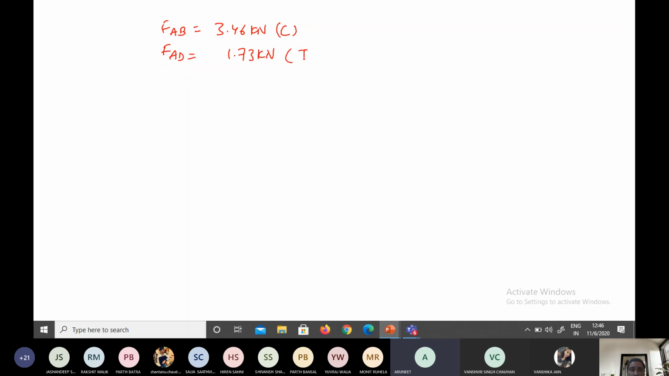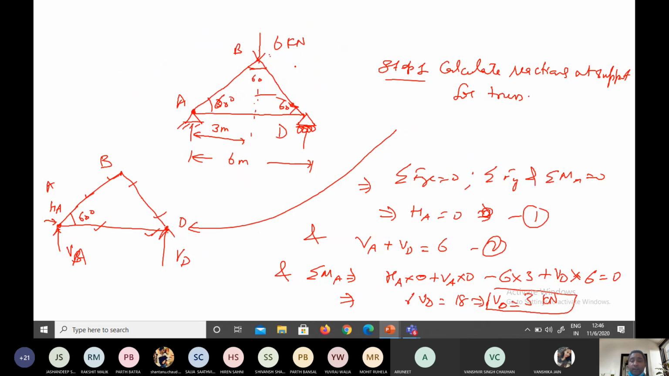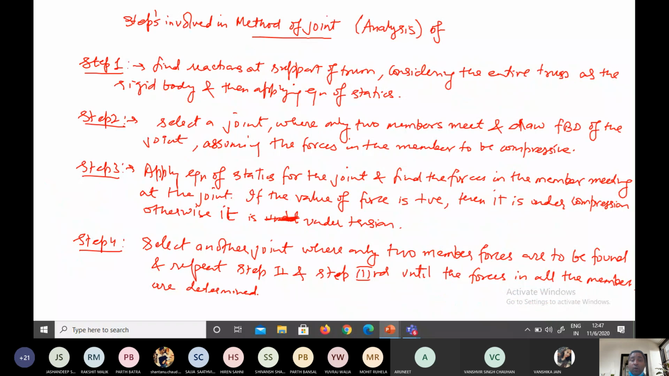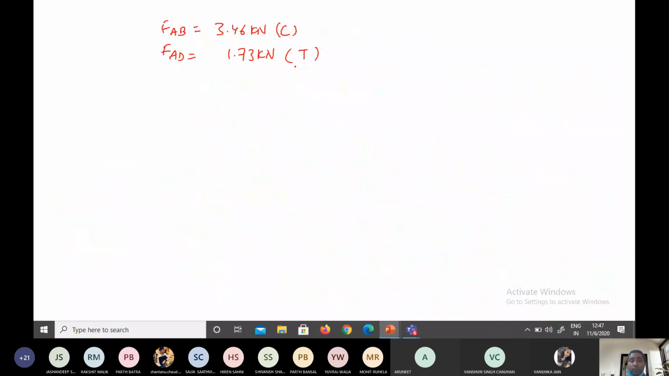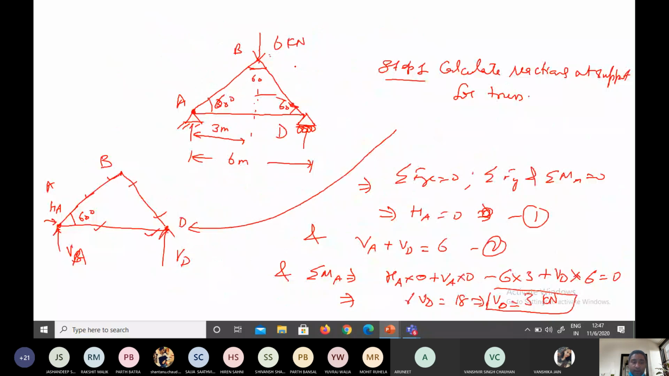So this is tensile. Okay. So we have calculated these two values. Now see, our assumption is that we will take the direction towards the joint compressive. That means we are assuming that direction towards the joint is compressive. If it is positive, that means it is compressive. If it is not positive, that direction is tensile. So now we have taken the joint A and calculated the values FAB and FAD.